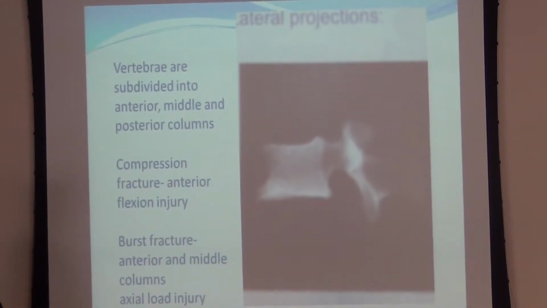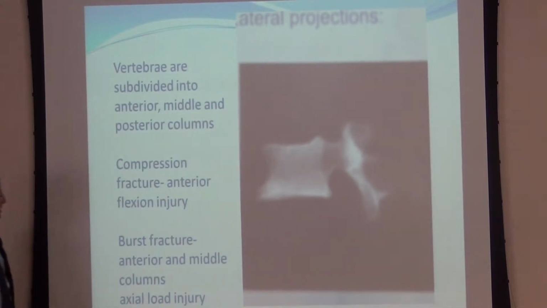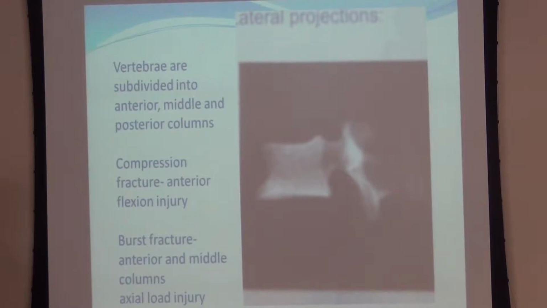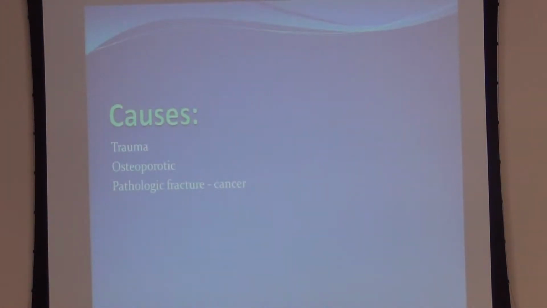The second type of compression fracture would be a burst fracture. It usually involves the anterior and middle columns. This is an axial loading injury, so pressure is coming down, crushing the body. Causes: by far the most common cause would be trauma. You can have osteoporotic fractures, and even sneezes and things can cause a fractured bone in those patients that have more severe osteoporosis. And then pathologic fractures, those would be things like cancer. Multiple myeloma would be one of the more common ones that you'll see. Obviously, metastatic lung cancer and things like that also cause pathologic fractures.